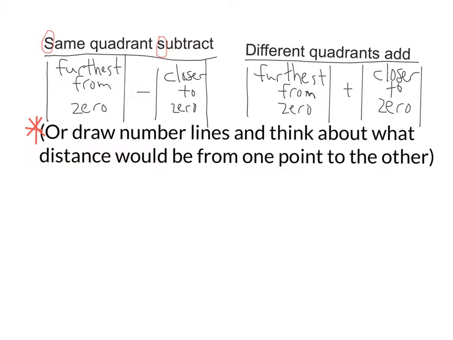So if the points are in the same quadrant, remember we had 4 quadrants, like 4 sections. If they're both in the same quadrant, then you can take the absolute values and subtract. Okay, furthest from 0 minus the one that's closer to 0. If they're in different quadrants from each other, then take their absolute values and add those together. Again, just doing the number line, at least for me, that's the way that I prefer to do these.